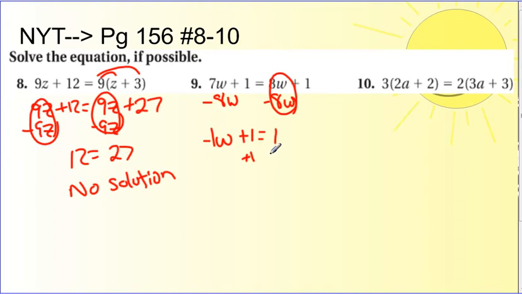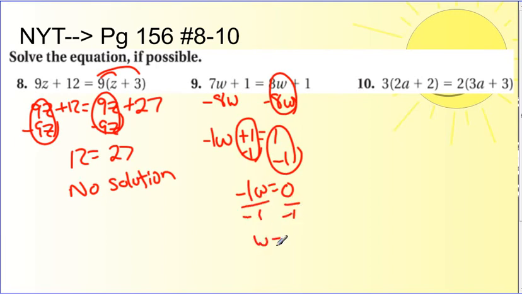Add 1. Oopsie, no, not add 1. It's already plus 1. If I would add 1 to it, 1 plus 1 would be 2. I don't want 2. I want 0. So I subtract 1. Negative 1w equals 1 minus 1, 0. Still got to get the w by itself. So you divide by negative 1. W equals 0. 0 is an answer. Don't be afraid to have the number 0 as an answer thinking, oh, I can't have that. You can, and it works.